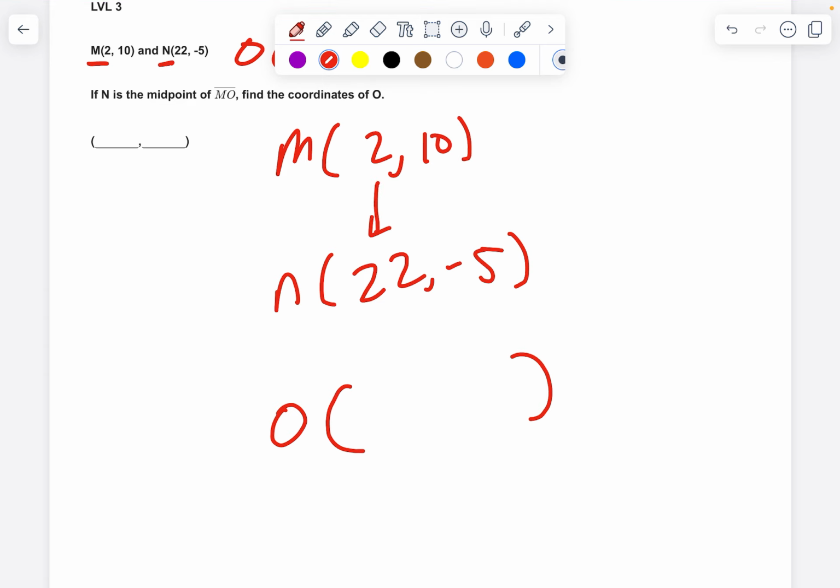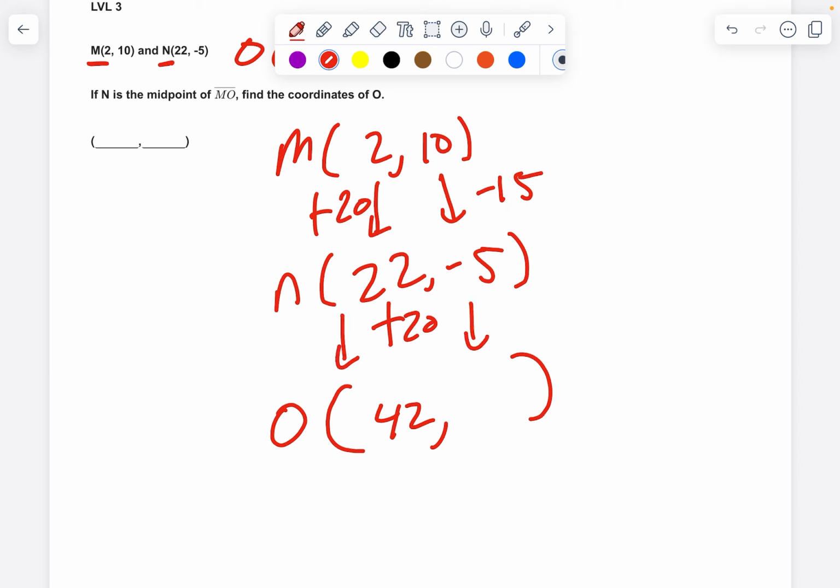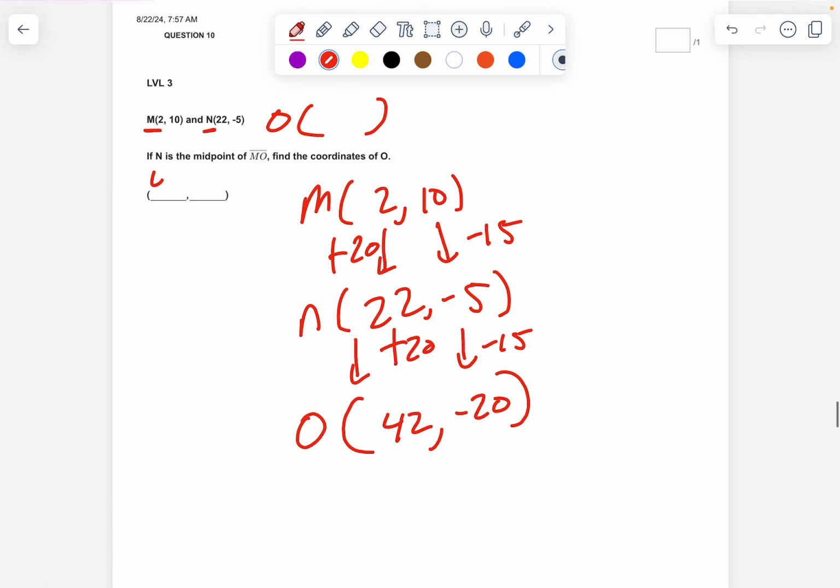So 2 to 22 is plus 20, so we're going to do another plus 20, land at 42. This is minus 15. We're going to do another minus 15. And that's going to land us at negative 20. And we got our answer, 42, -20. Boom.